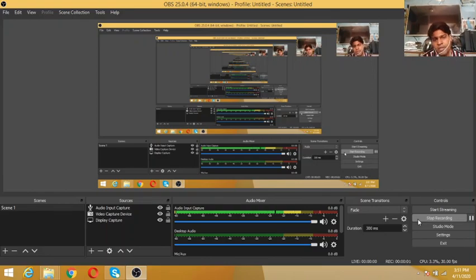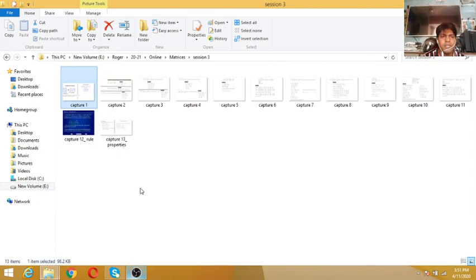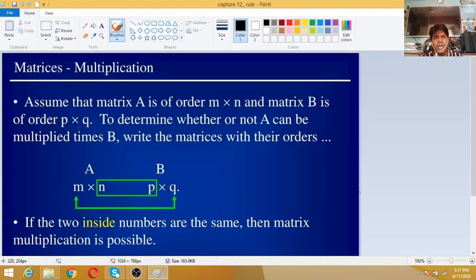Okay, hello students. This is the last and final topic of the chapter matrices, and the last subtopic, the third part of the chapter, is multiplying two matrices, as you can see on the screen. So let us go with the rule of multiplying two matrices.